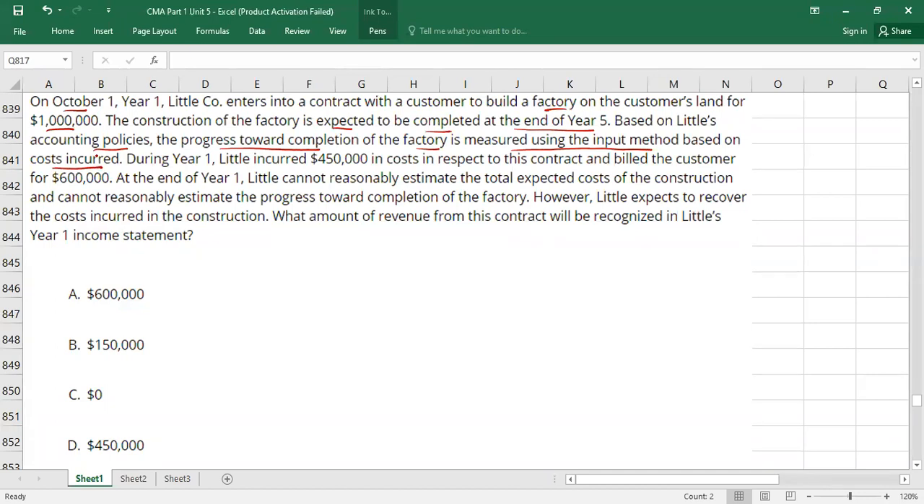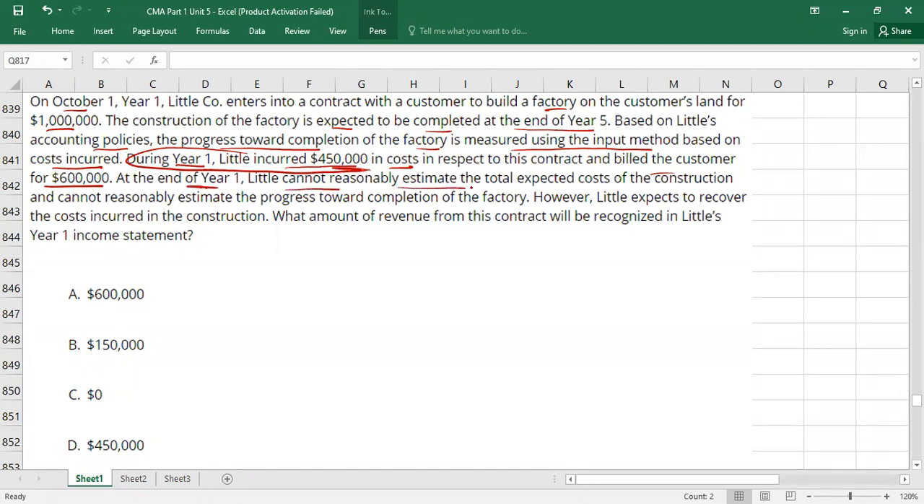Okay, so far he is saying we will use the input method. During year 1, Little incurred $450,000 cost. This is the actual cost, right, of year 1, in respect to the contract, and billed the customer $600,000. Actually, the actual cost incurred is 450, but you billed the customer 600,000.